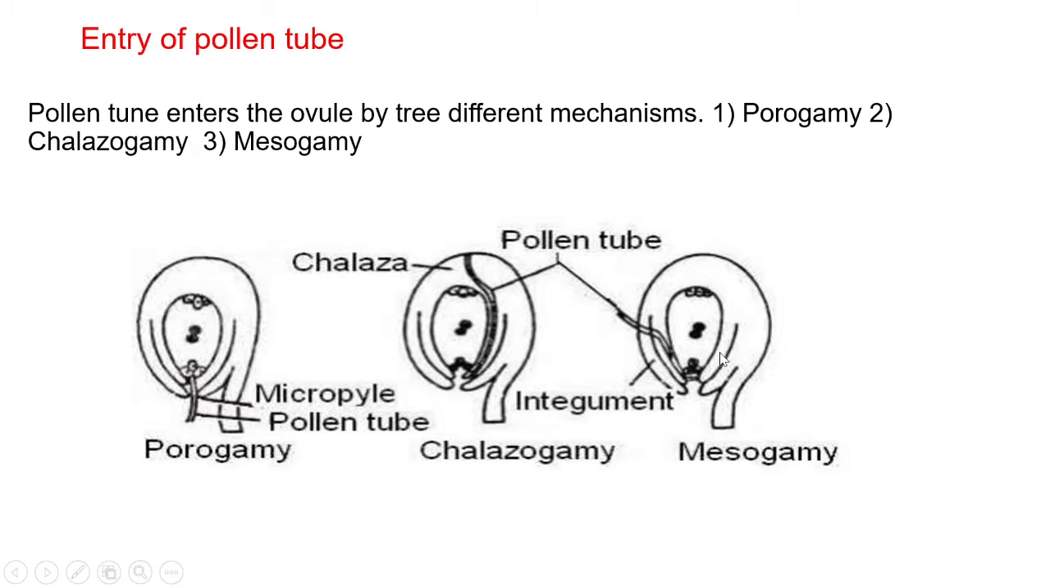Third one, mesogamy. When the pollen tube enters the ovule directly through the funiculus or integument, this entry is called mesogamy. In this way, in angiospermic plants, the pollen tube enters by three mechanisms: porogamy, chalazogamy, and mesogamy.